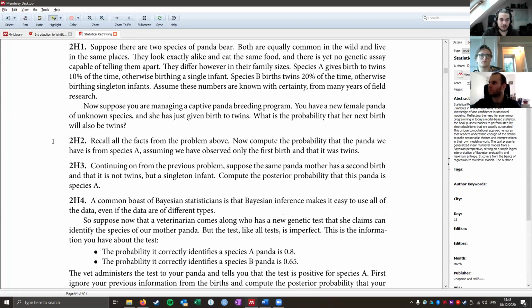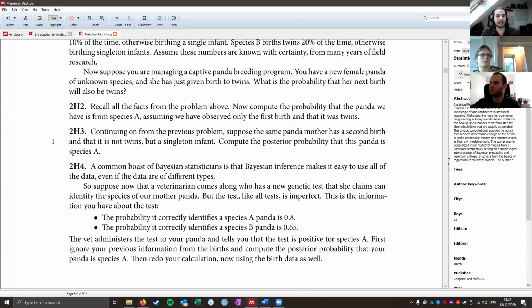And we can then go over to question H2. Recall all the facts from the problem above. Now compute the probability that the panda we have is from species A, assuming we have observed only the first birth and that it was twins.